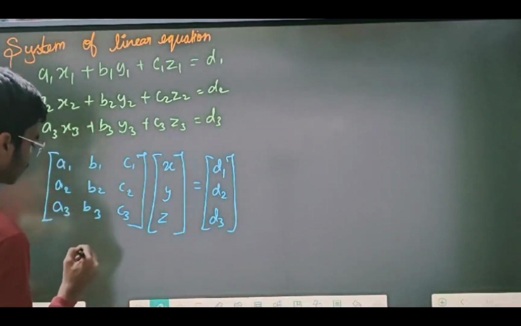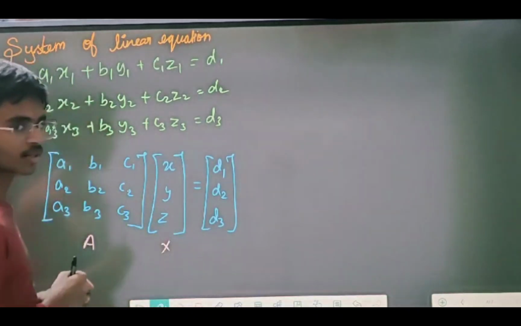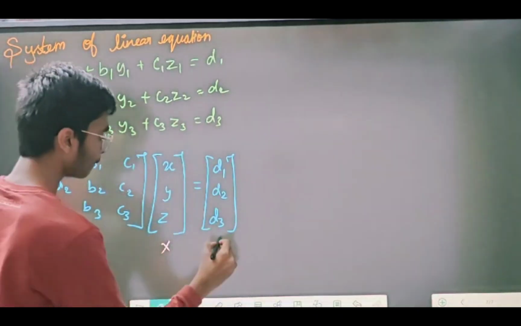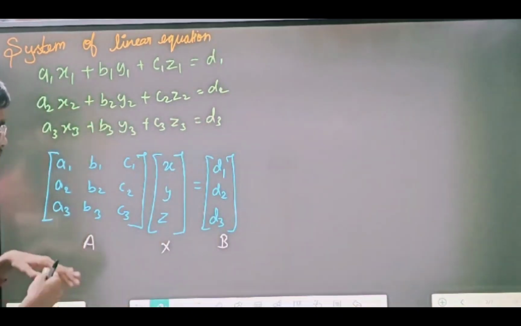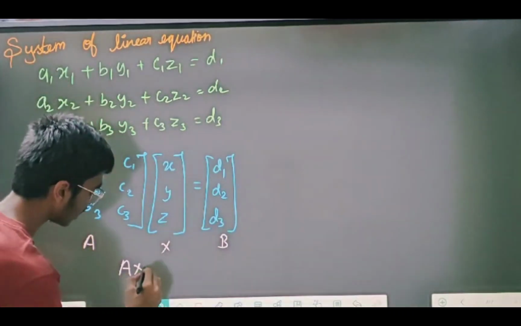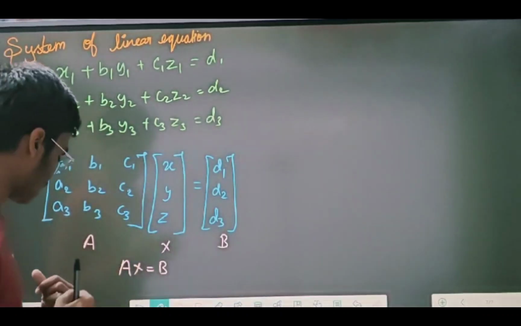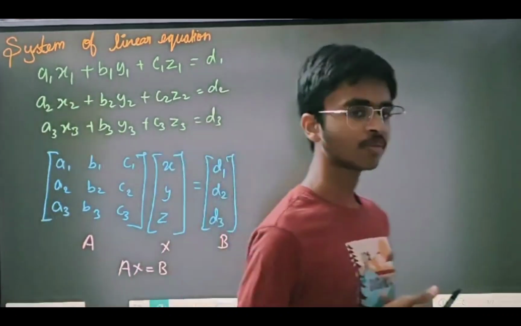This matrix is going to be the A matrix. This matrix is going to be the X matrix. This matrix is going to be the B matrix. Okay, it's A, it's B, and it's X. So AX is equal to B. This is what the condition is. AX is actually going to be equal to B.